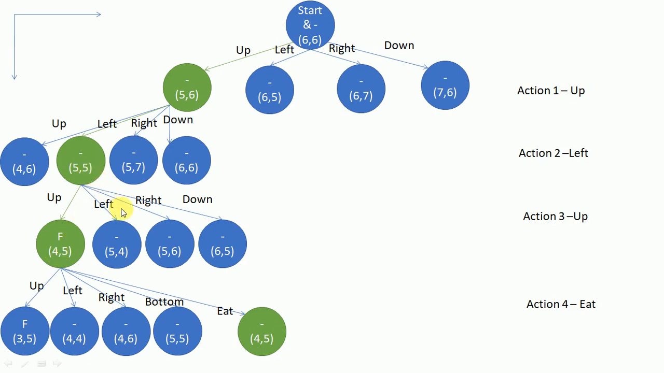The agent can go to either of these nodes as well. You could have also gone here and explored an entirely different tree. Now, ultimately, when the agent is at 4,5, he's found food, and then he can perform the action of eating, and then there's no food in the cell, that is 4,5. So this is a solution that we have found, but finding a solution is not always this easy.